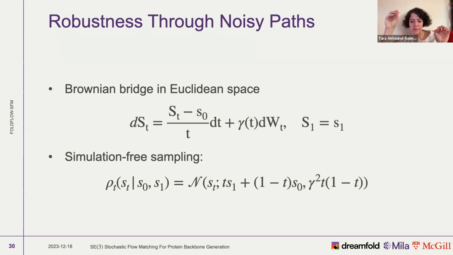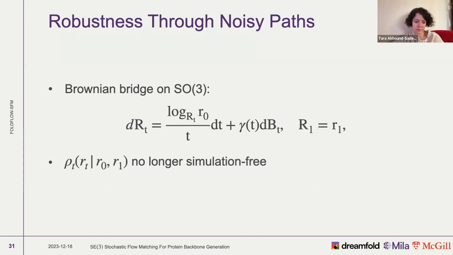S is just an element of the R3 group. And you have this variance that's shrinking at both ends, so you have a narrow Gaussian at the ends, and then it gets bigger in the middle. This is the distribution that you sample from, and you don't have to actually simulate the bridge itself.